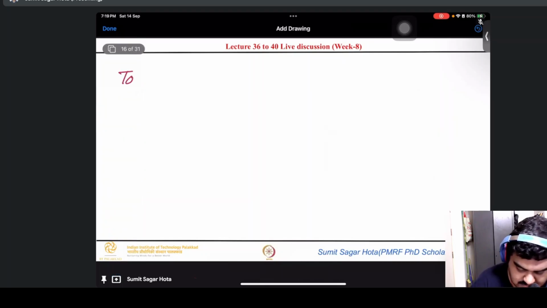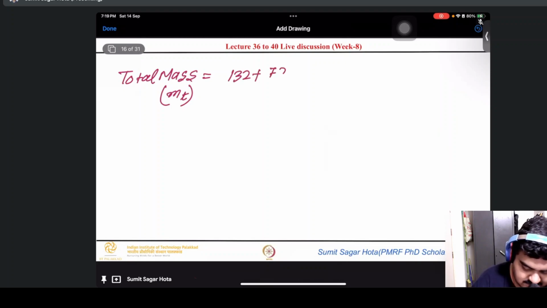So what is the total mass? It is equal to 132 plus 72 plus 48 plus 684.32, which is equal to 936.32 kg. Let it be.